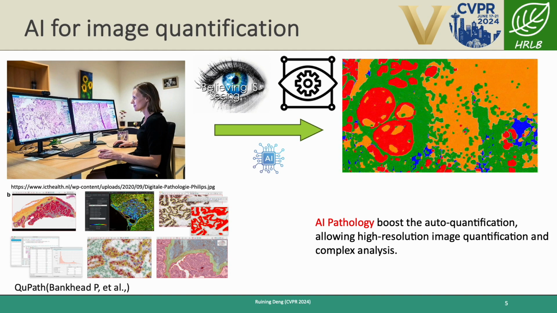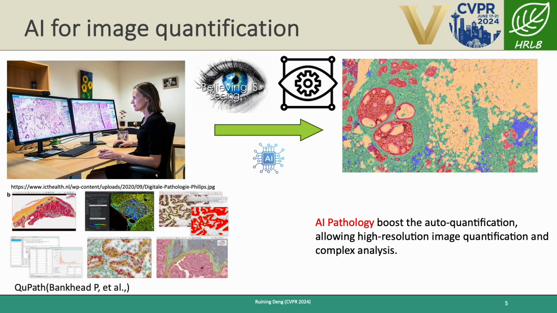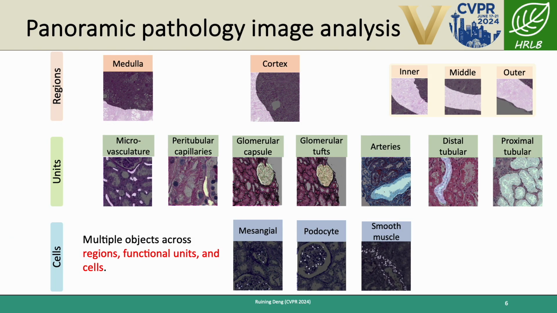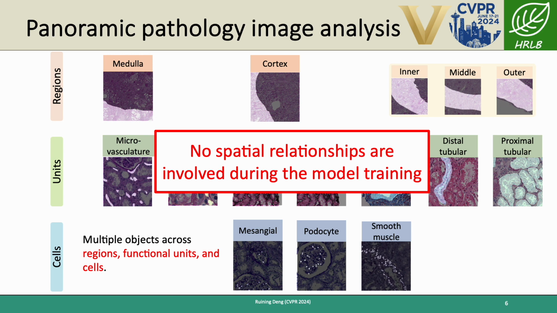Therefore, the benefit of the latest AI models can help experts achieve accurate image quantification through auto-quantification and complex analysis. In renal pathology, it usually requires panoramic image analysis from the region level to the cells level, which includes multiple objects across different scales. The common paradigm for training AI models to achieve segmentation for these objects involves providing the mask separately in a supervised learning fashion. However, no spatial relationships can be learned during the model training.